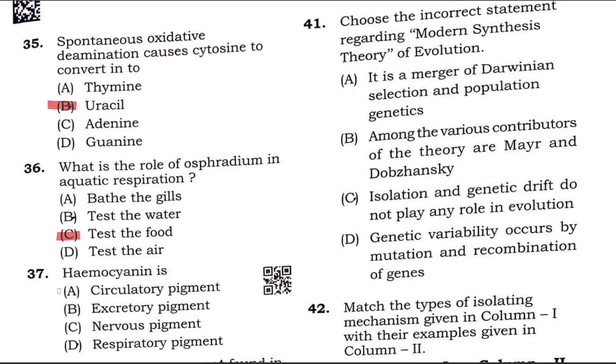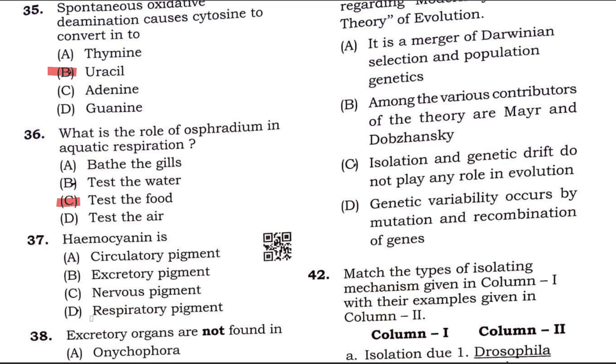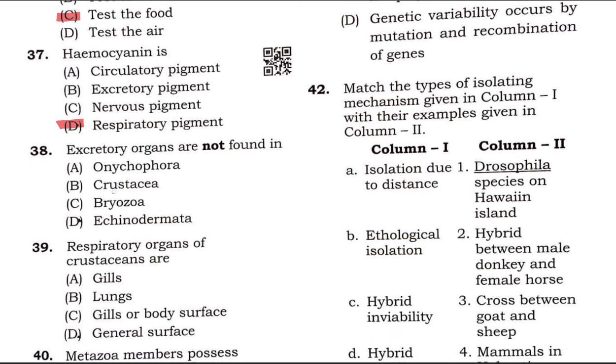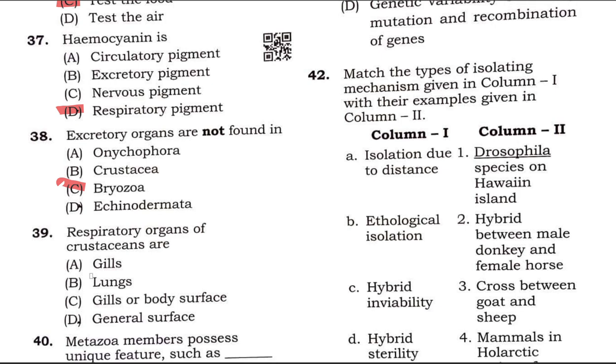Hemocyanin is basically a respiratory pigment. This is found in mollusks and arthropods. It is a copper containing protein. So excretory organs are not found. These organs are not found in bryozoa, of course. And the respiratory organs of crustaceans are gills and body surface.